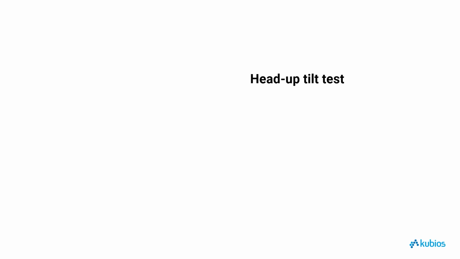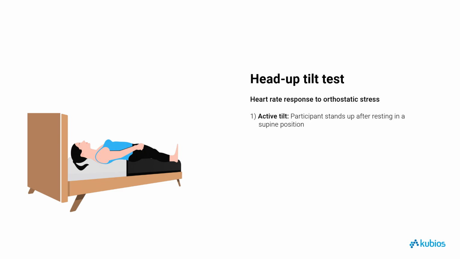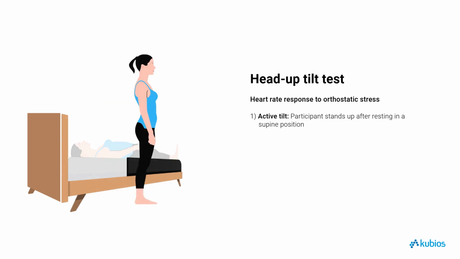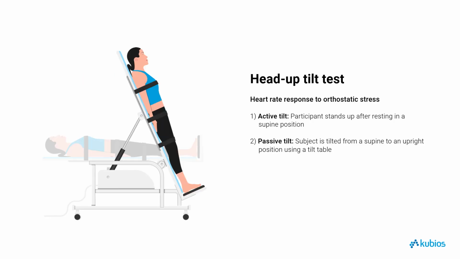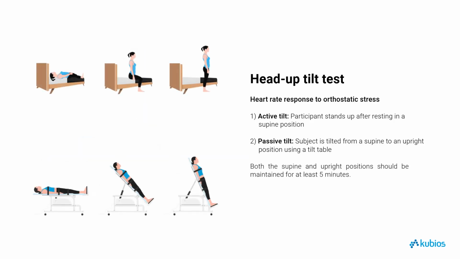The third standard autonomic function test evaluates the heart rate response to orthostatic stress, commonly induced by a head-up tilt. This test can be conducted through an active tilt, where the participant transitions from a supine to a standing position. It's crucial to ensure the participant does not experience a fall due to potential orthostatic hypotension during this active tilt. Alternatively, a passive tilt can be performed, utilizing a tilt table to move the participant from supine to upright. To ensure accurate assessment of heart rate and heart rate variability, both the supine and upright positions should be maintained for a minimum of 5 minutes.